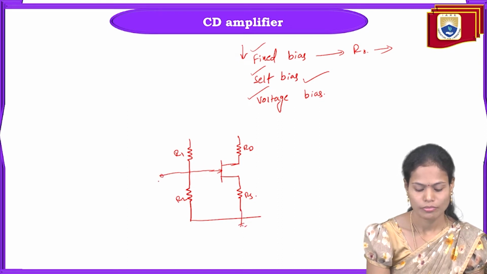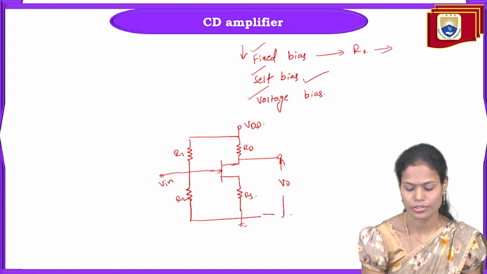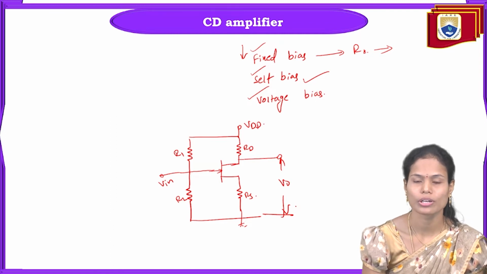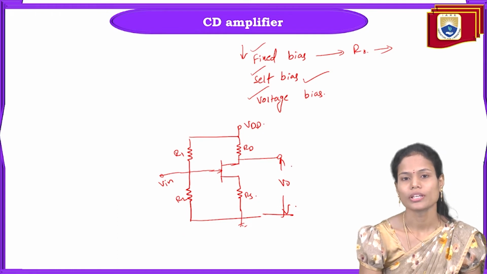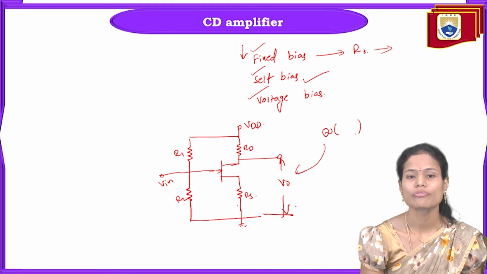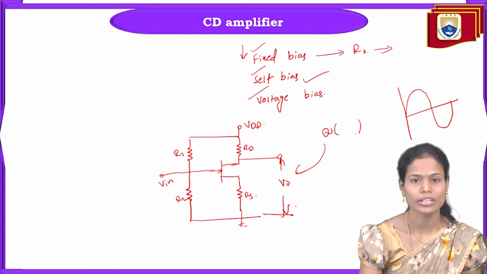So here we provide the input signal, this is the supply voltage VDD, and here we'll measure the output voltage. This is the voltage divider biasing circuit for the common drain amplifier in order to achieve proper biasing levels. Once we set the proper biasing levels for the circuit, we can get the proper operating point for the amplifier. Once we set the proper operating point, we can get the signal across the amplifier without any clipping, without any variation, and without any distortion across the output.